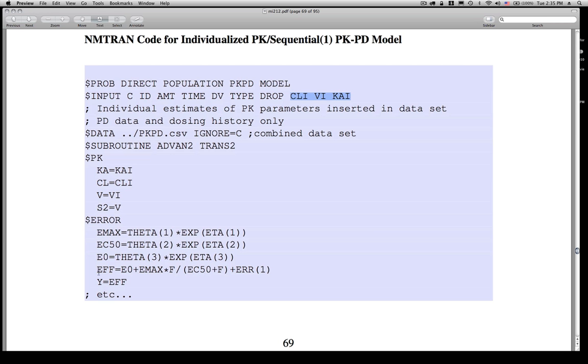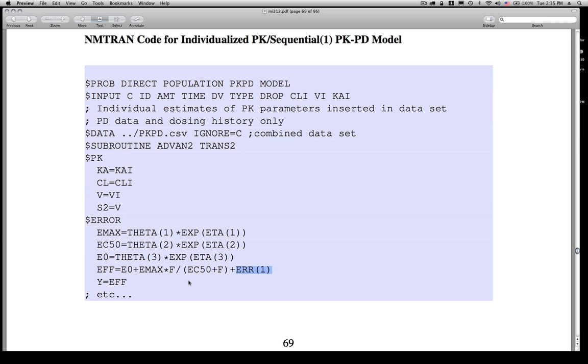The rest of the structure is the same here, except we have no concentration prediction. All we have is an effect prediction, and that effect is equal to this Emax model, which is a function of F, again, F being the predicted concentration in the default observation compartment. We have residual error, that's it. So there's only one dependent variable in this model, and that's the pharmacodynamics. It's not a multivariate model.